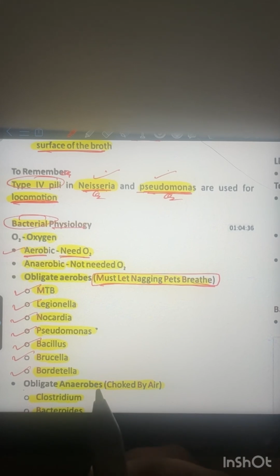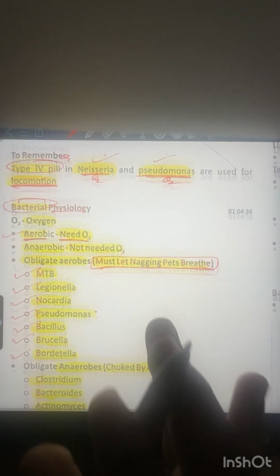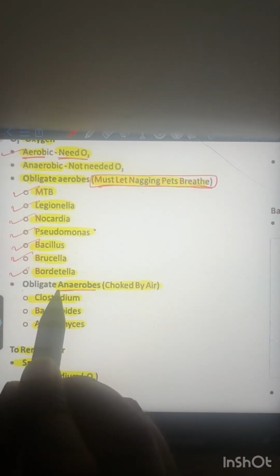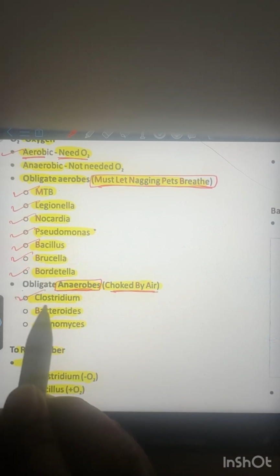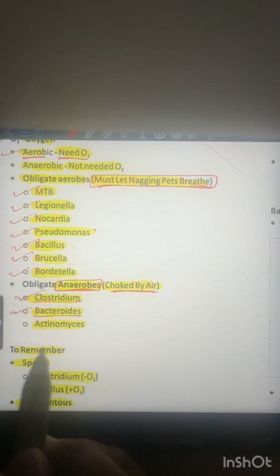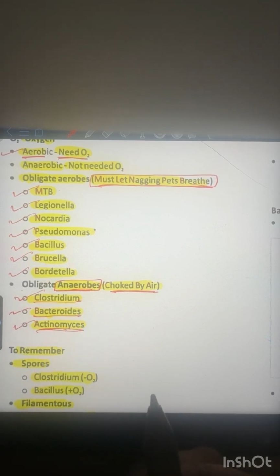Which are the ones which do not require oxygen? The ones which are choked by air. They do not require oxygen. So you could have learned it as ABC also, but then it's difficult to learn such mnemonics. Now at least you know that the ones which don't need oxygen, if you give them oxygen, they will be choked. They are choked by air, or ABC. What is choked by air? So Clostridium, Bacteroides, and Actinomyces. Clostridium, Bacteroides, and Actinomyces, they are going to be obligate anaerobes.